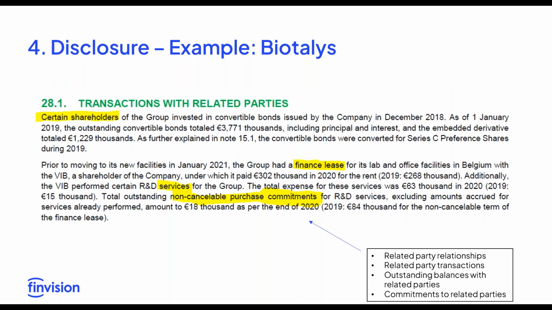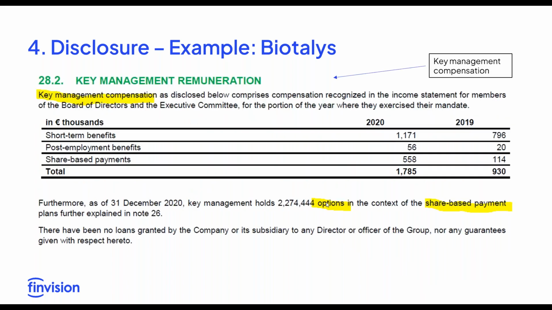Another example here is Biotalis. There we see, first of all, a list of transactions with related parties. It mentions certain shareholders, and then they're talking about convertible bonds. Further, also a finance lease and R&D services. And here we also have commitments. So this disclosure includes relationships, transactions, outstanding positions at year end, as well as commitments that have been made towards related parties.